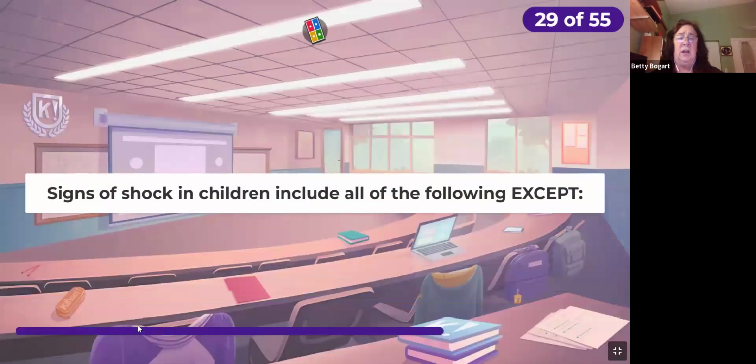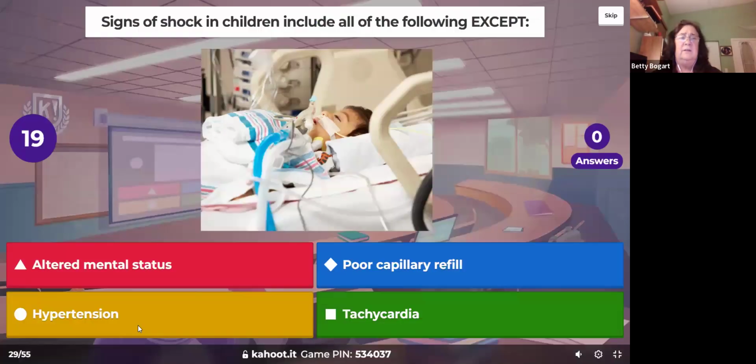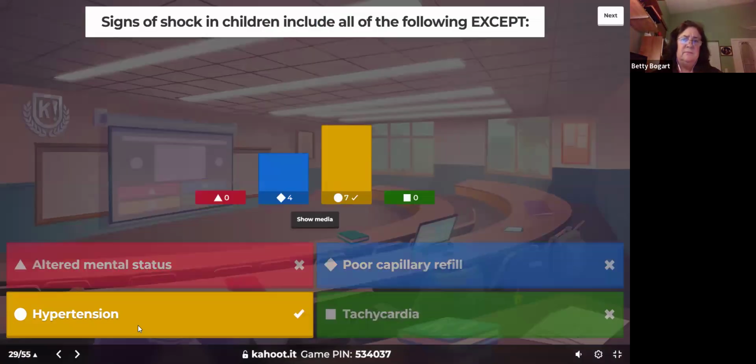Signs of shock in children include all of the following except what happens when you get in shock? I could add about three more things onto this. Okay, hypotension, elevated heart rate, slowed capillary refill, decreased urinary output, altered mental status. All of those things you're going to see in shock. And hypertension, we want to get the blood pressure back up.